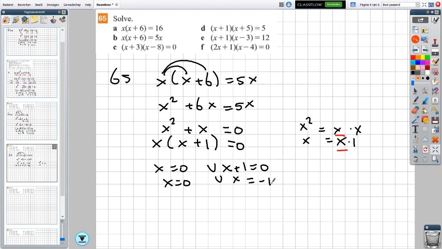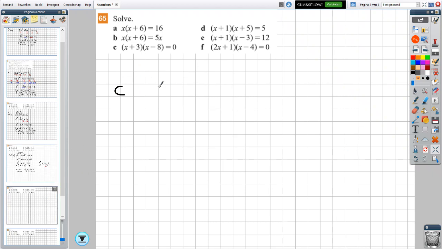X is minus 1. And you have to write down all the intermediate steps here, because for every intermediate step, I calculate something and I introduce something new to yourself or to me. Depends on who you're making the exercise for. So this is B. Right?